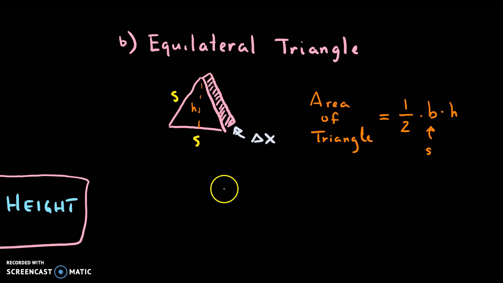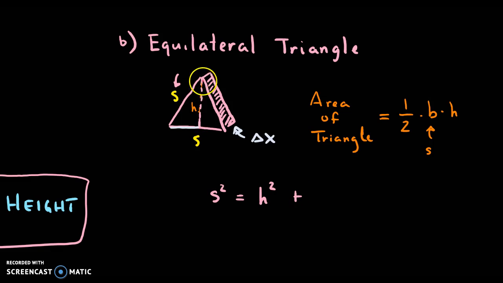So I know that s squared, that's the hypotenuse, is equal to this side right here, so that's going to be h squared plus, now here's the part you've got to watch out for. We're talking about this, let me pick a different color.